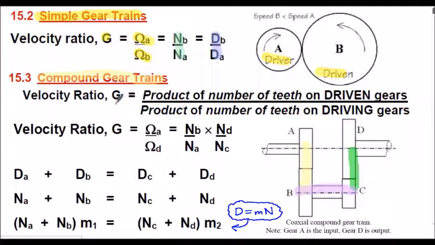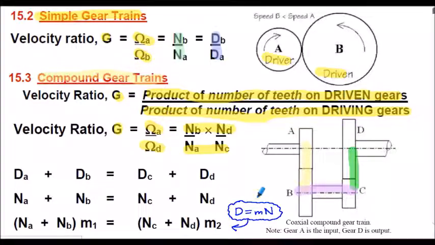So to find the velocity ratio G, it's the product of the number of teeth on the driven gears divided by the product of the number of teeth on the driving gears. Okay, so in this particular case, looking at the sketch below, if we want to find G, it would be the number of teeth on the driven gears. In this case, B is driven and D is driven. So it will be B multiplied by D divided by the number of teeth on the driving gears, which is A multiplied by C. Okay, so it's a little formula.